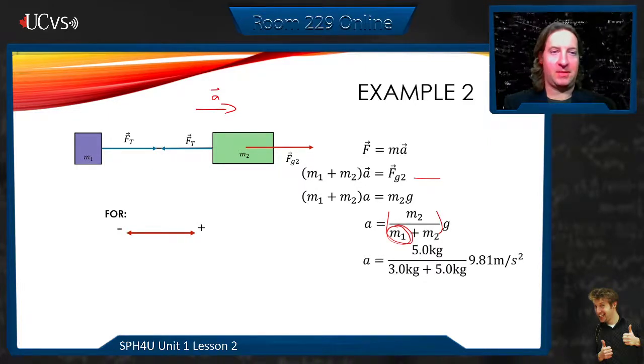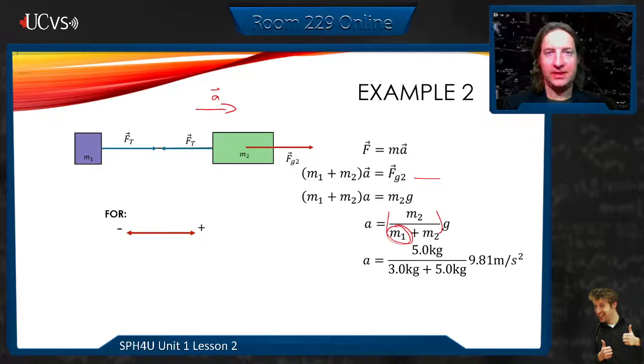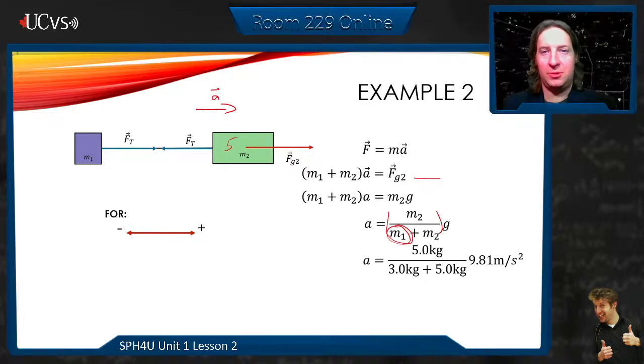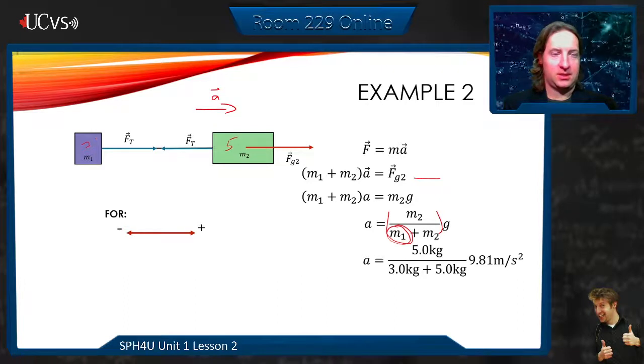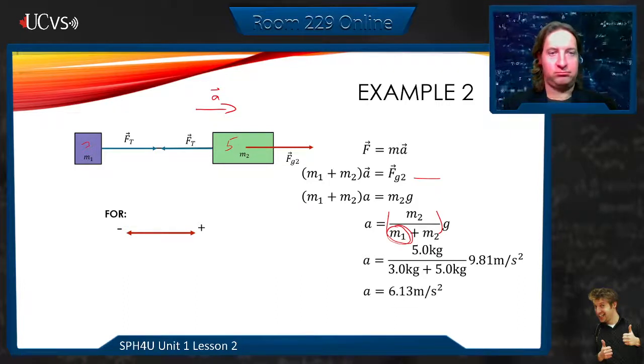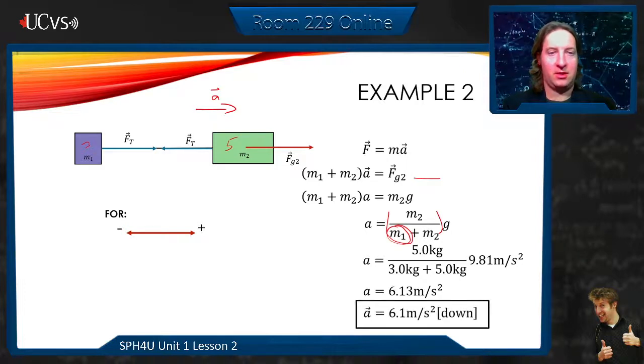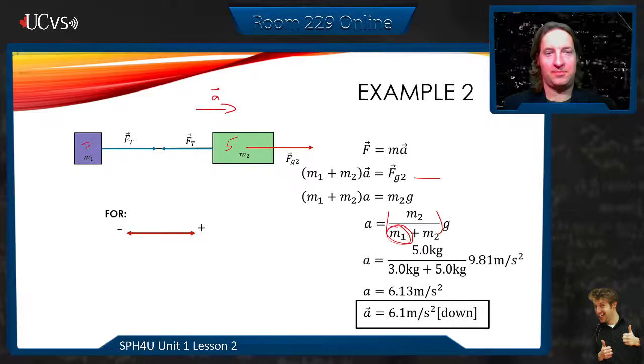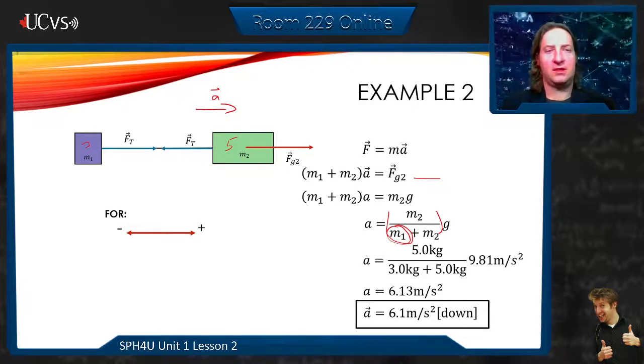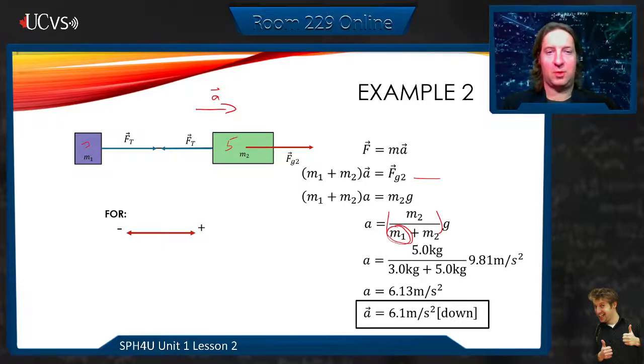Right, then I can plug in my numbers. This was M1 and M2 was 5. This was 3. So the acceleration is 6.13 meters per second squared, or rounding to 2 sig digs, 6.1 meters per second squared. And turn this into a vector. It's in the downward direction for M2. For M1, we could say that the mass is moving to the right at the same acceleration, 6.1 meters per second squared.